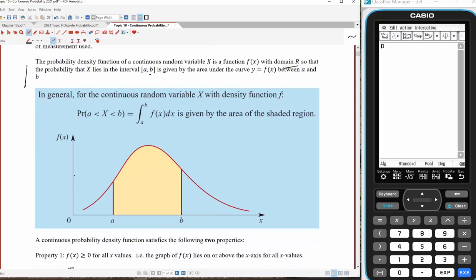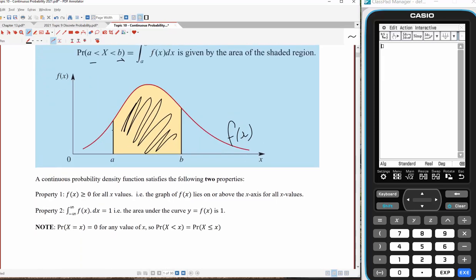So in general, for the continuous random variable x with this density function f, so this is f(x) here, this is our function, then the probability can be found by looking at the area under the curve between a and b. And this area will be the probability that the random variable is between these two values.